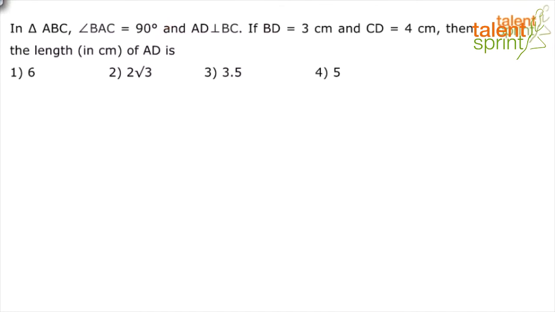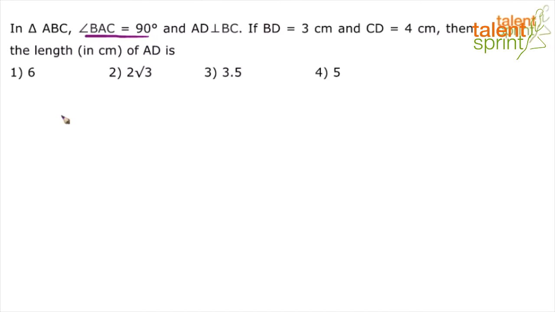See, the question says in triangle ABC, the angle BAC is equal to 90 degrees and AD is perpendicular to BC. If BD is equal to 3 centimeters and CD is 4 centimeters, then the length in centimeters of AD is, right? So we have to find out the length of AD. What does it say? There is a triangle ABC where angle BAC is 90 degrees. So basically a right angle triangle, and it is having a right angle at the vertex A.